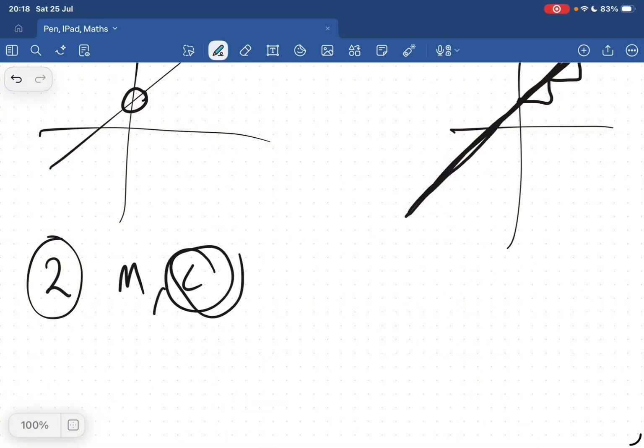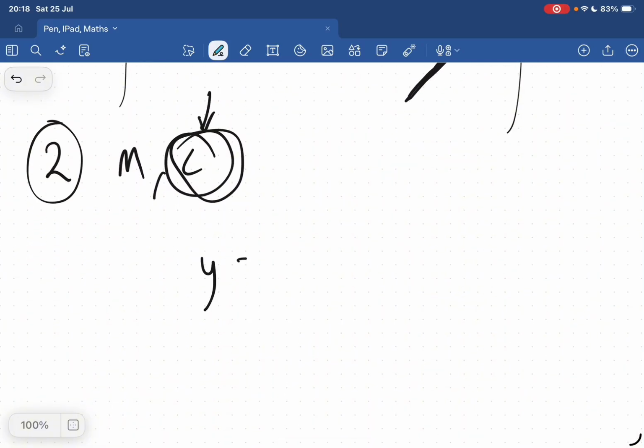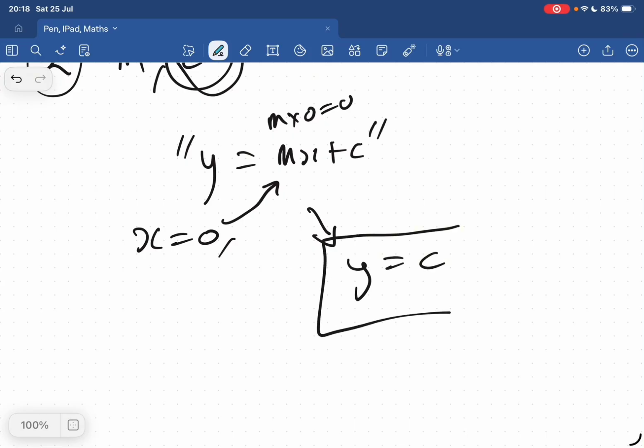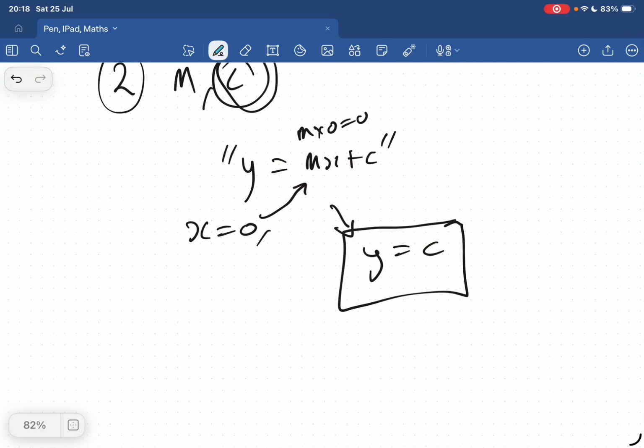Those two bits of information translate to m, which is the gradient, and c. People say c is the y-intercept, and they don't understand why it is the y-intercept. Let's see it in the formula, y equals mx plus c. Why is it the y-intercept? Well, when x equals 0, we have m times 0, which is just 0, because anything times 0 is 0. So y now equals c when x is 0.